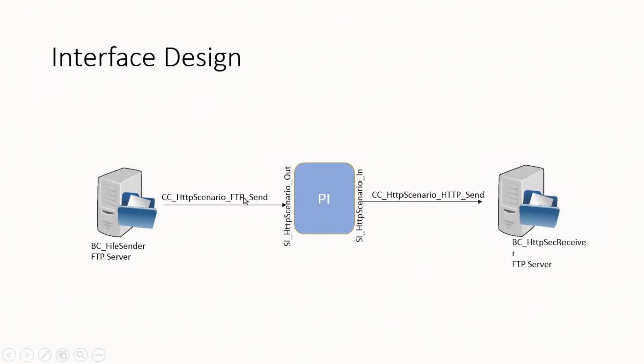Once that file has been picked up, it will reach PI. Inside PI, I'll write a Java mapping to create the structure of the HTTP call, and that structure will be used by my receiver channel, which is going to make the call to the receiver side web server. It will be a POST call. Once the call is made, I'm expecting that the web server will respond with an XML.